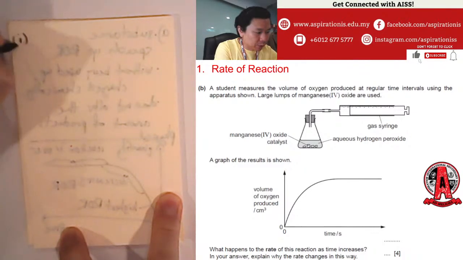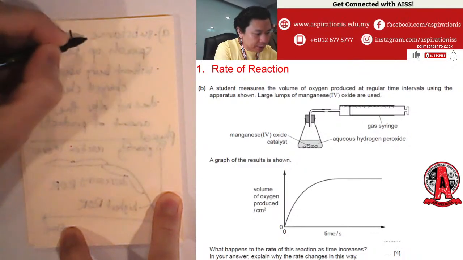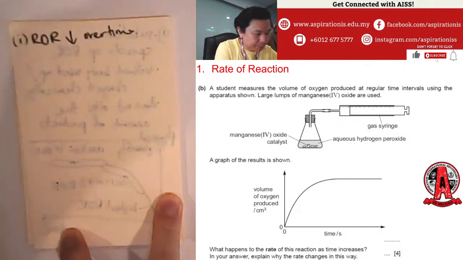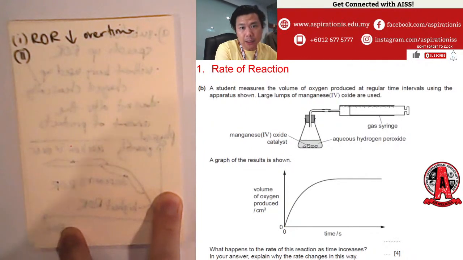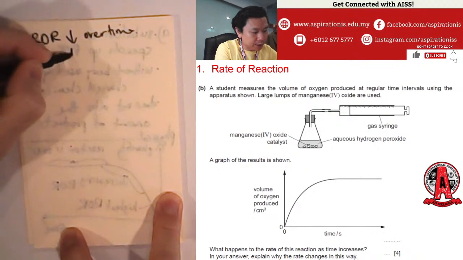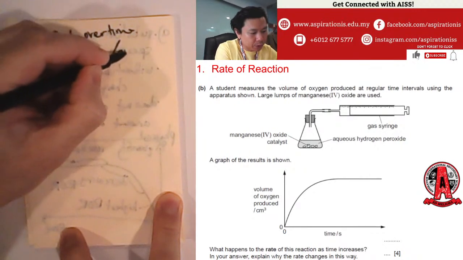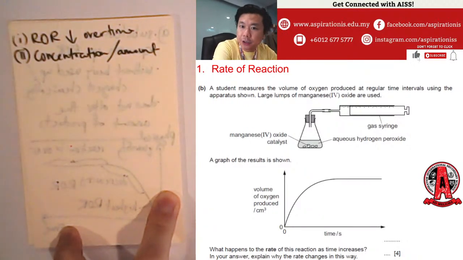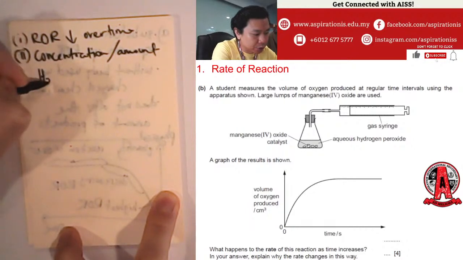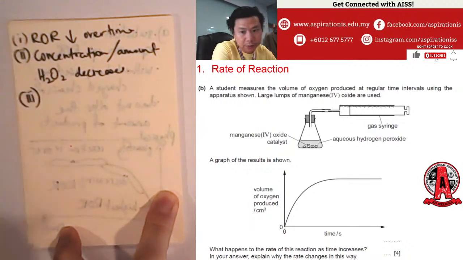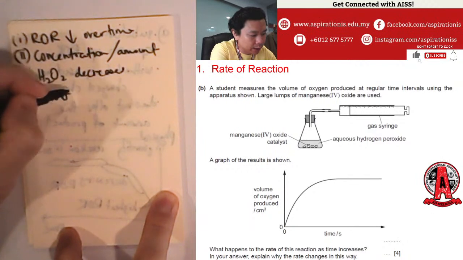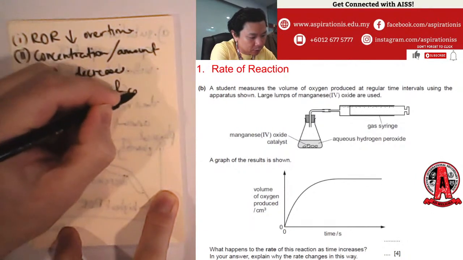Well, so I would say rate of reaction decreases over time. What's the second thing you can say? Remember to use one of the key factors, right? So we say the concentration. They will also allow amount. So the concentration, or the amount of the hydrogen peroxide decreases. So when the concentration of the hydrogen peroxide decreases, you can say that there is a lower rate of collisions.